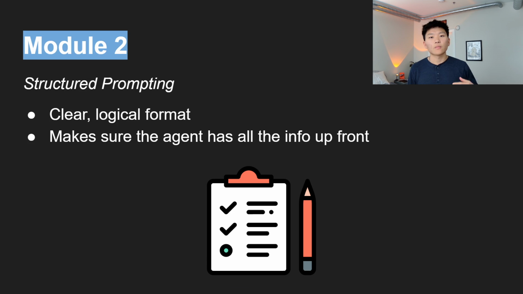Now that we have an understanding of the main components of a prompt and we understand tokens, let's introduce a concept that's at the core of prompt engineering for AI agents, which is structured prompting. This is basically a way of organizing your prompt in a clear, logical format, unlike a casual conversation where you can sort of be vague or backtrack a little bit. Structured prompting makes sure the agent has all the information it needs upfront in a specific order.